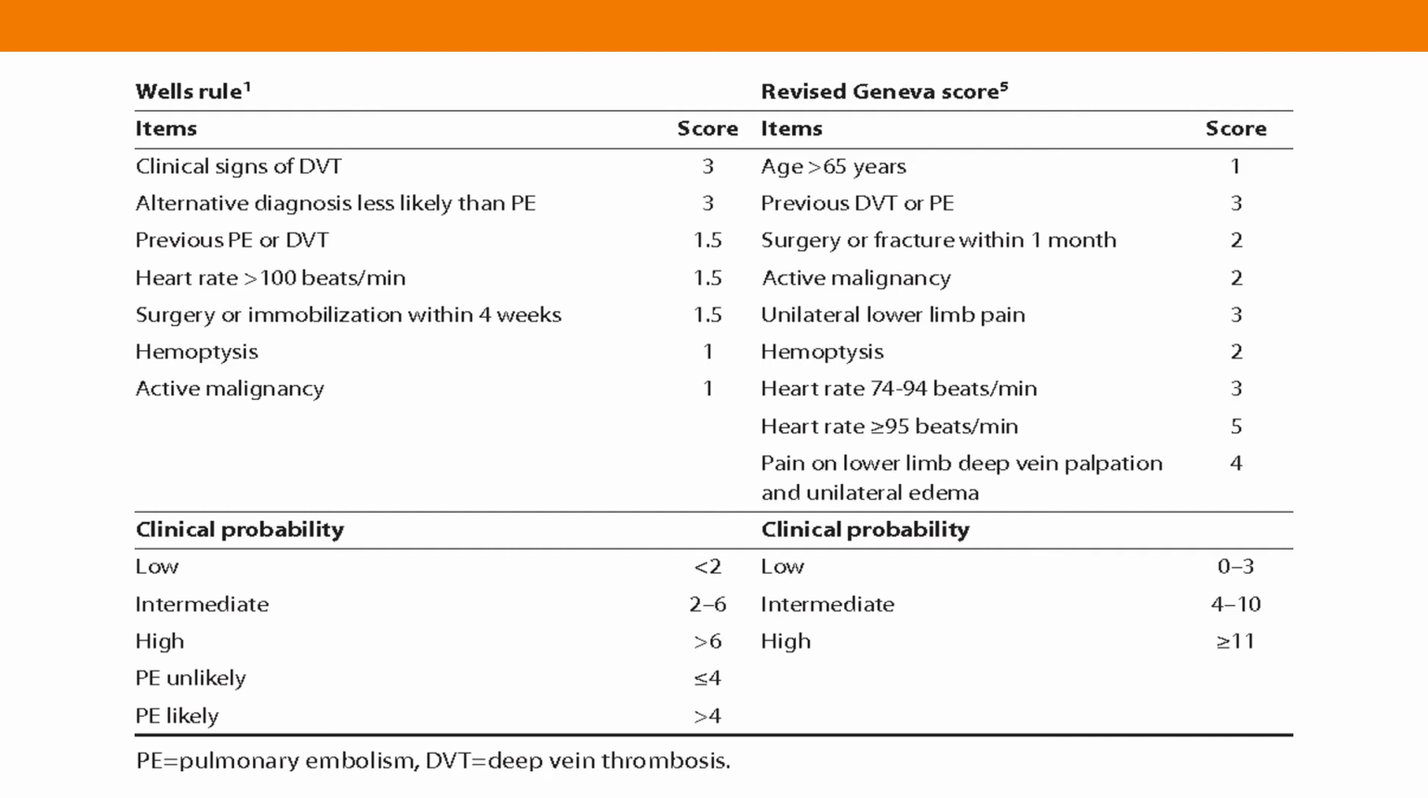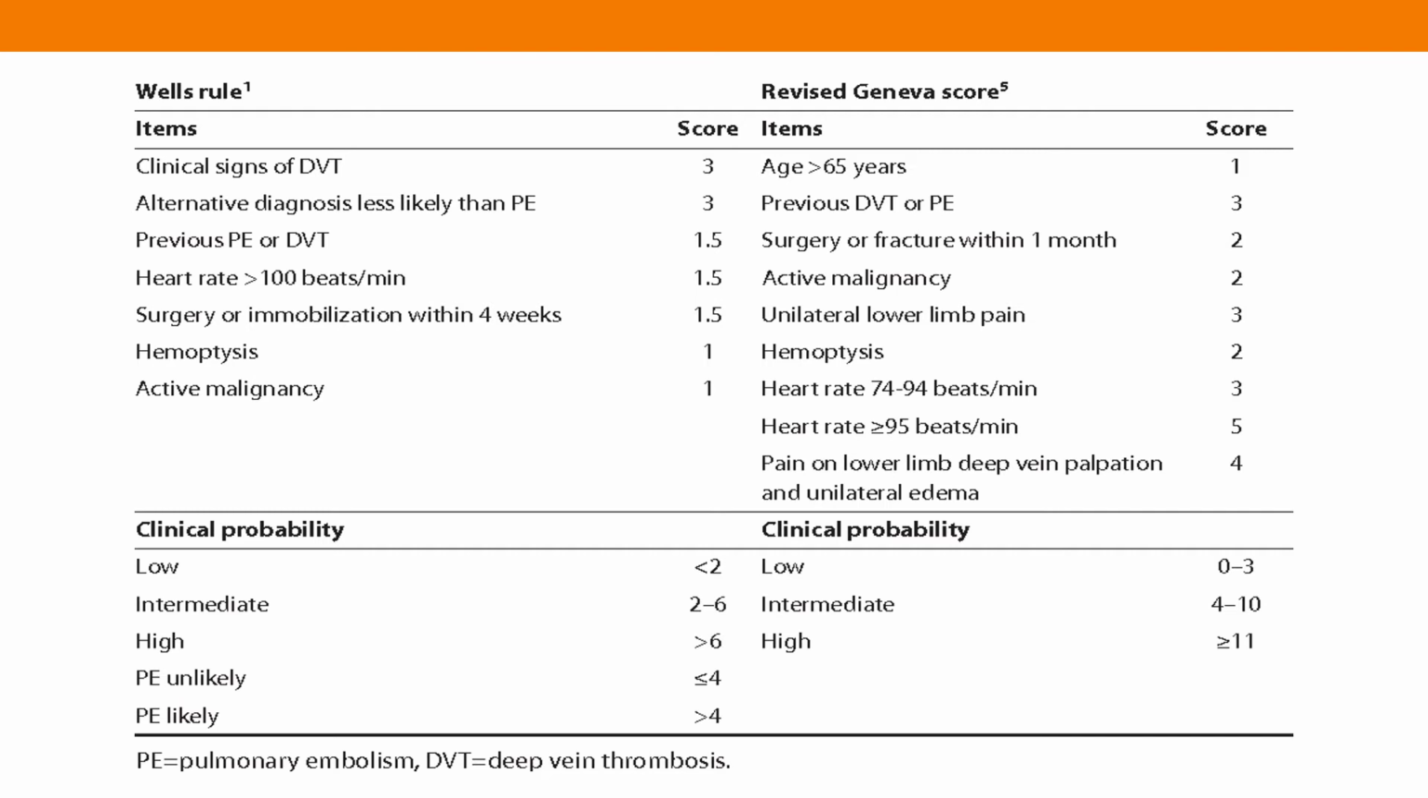So for example, if you have a clinical probability from a Wells score of greater than 3, so for example, the patient has clinical signs of DVT, has hemoptysis, active malignancy, and a tachycardia, then that would give them a high probability of PE.